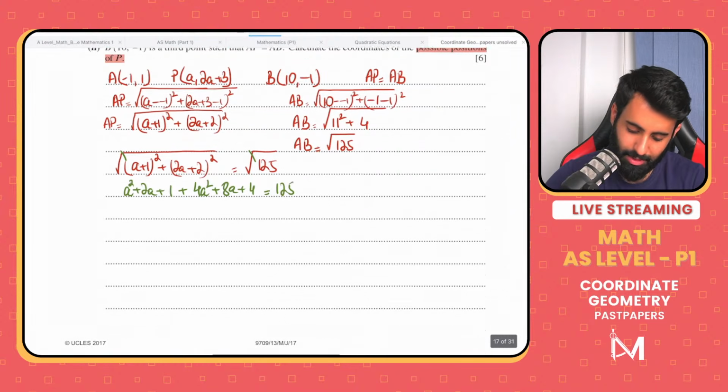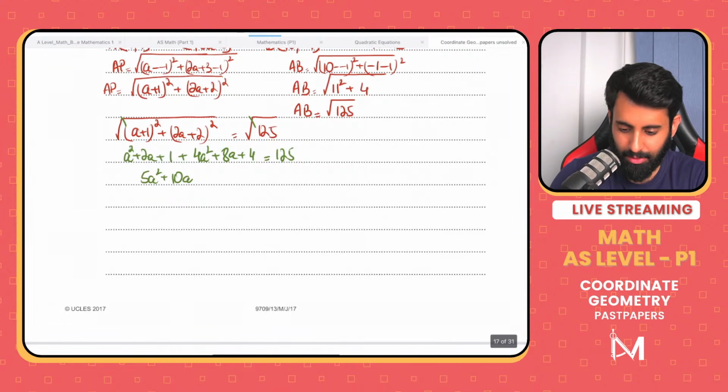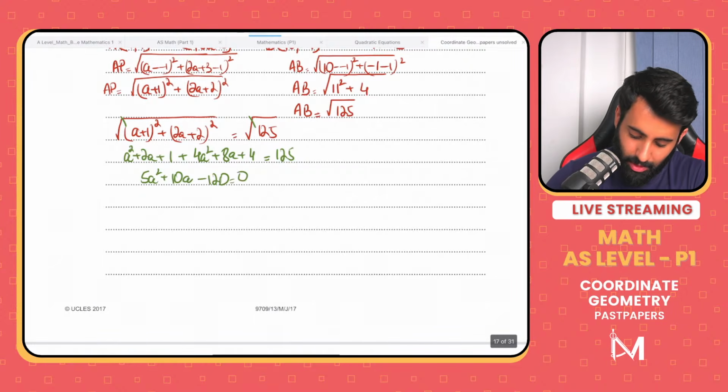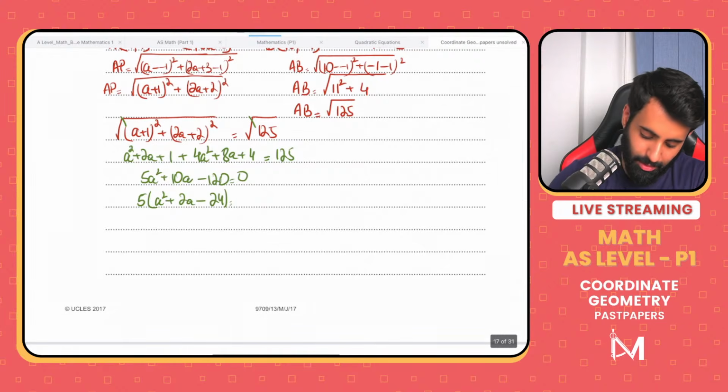Simplify this. Let's see what we end up with. We end up with 5A squared plus 10A, 1 plus 4 is 5. And from it, if you subtract 125, we end up with minus 120 equals 0. So take 5 common to make your life easy. So A squared plus 2A minus 120 divided by 5 gives us 24 equals 0.